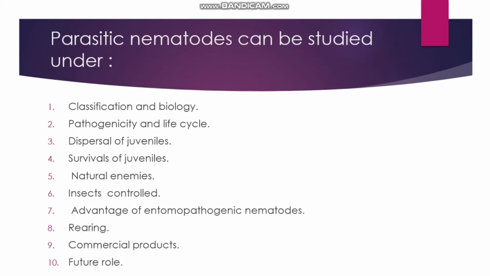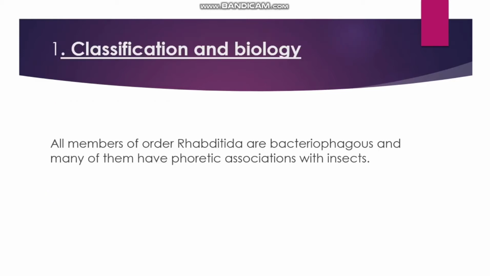Parasitic nematodes can be studied under classification and biology, pathogenicity and life cycle, dispersal of juveniles, survival of juveniles, natural enemies, insects controlled, advantages of entomopathogenic nematodes, rearing, commercial products, and future roles. In this slide, we are going to discuss the classification and biology.